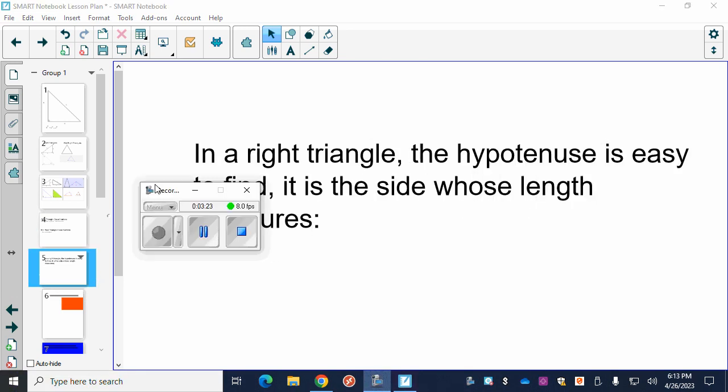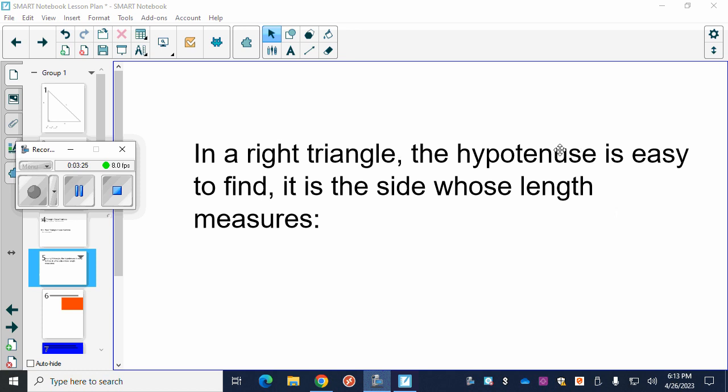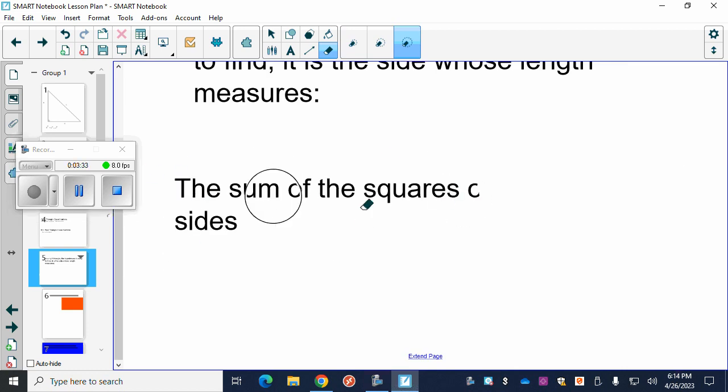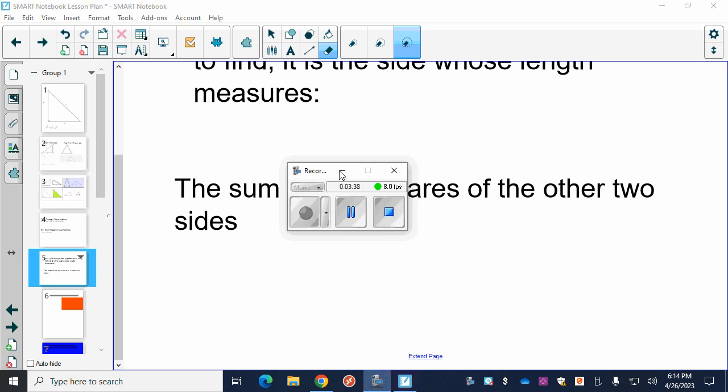So, in a right triangle, the hypotenuse is easy to find. It is the side whose length measures the sum of the squares of the other two sides.